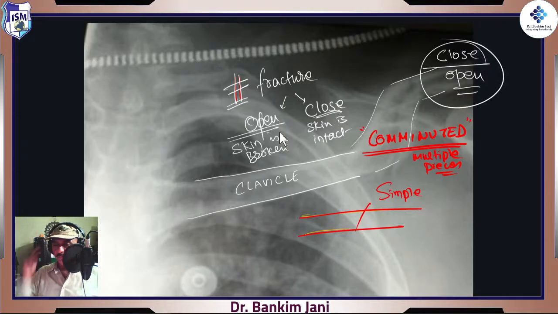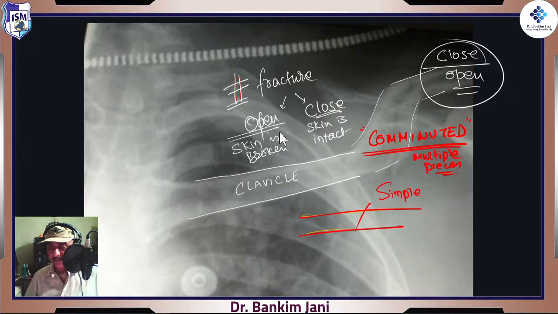What it tells is that open means the skin is broken. When the skin is broken, why is it a dangerous thing? Because bones are extremely susceptible to catching infection. And if the infection goes into the bones, the spine, the reproductive organs, or the brain, it is difficult to tackle, because then the prognosis keeps on decreasing. So when the fracture is open, that means the skin is broken, you need to take care that infection doesn't enter into it.